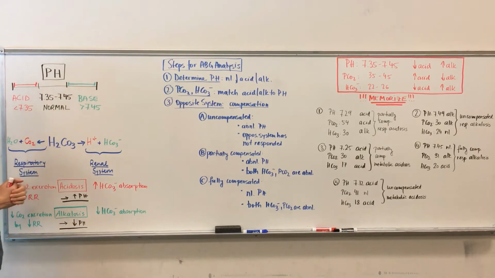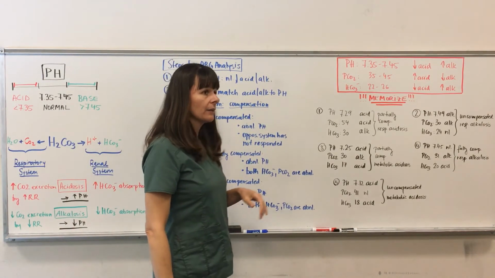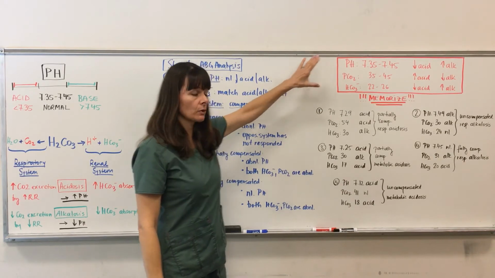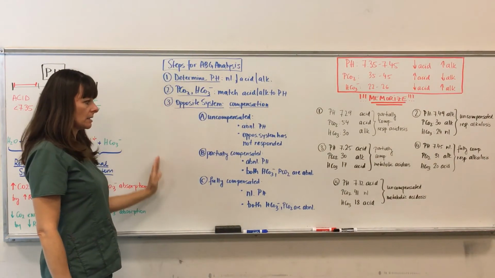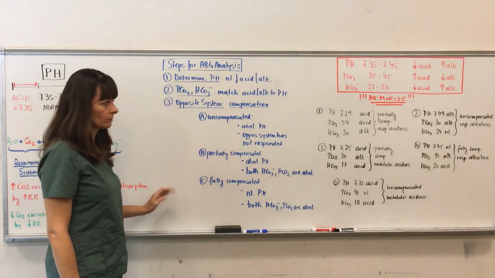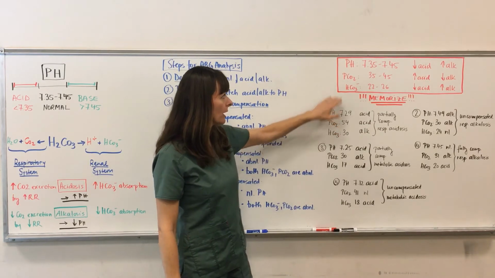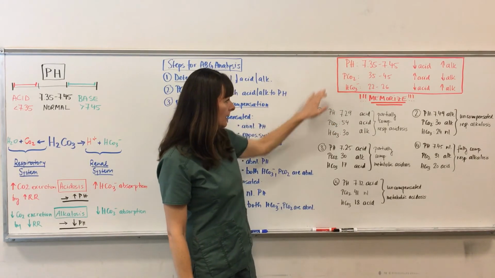So let's look into some examples to really apply this information. I highly recommend memorizing these numbers and then also memorizing these steps, because then you have no problem analyzing ABGs. So first example over here, our pH 7.29 means that it's acidotic.